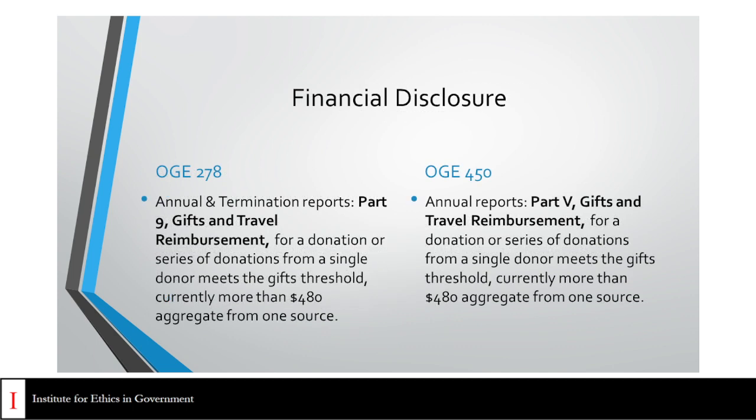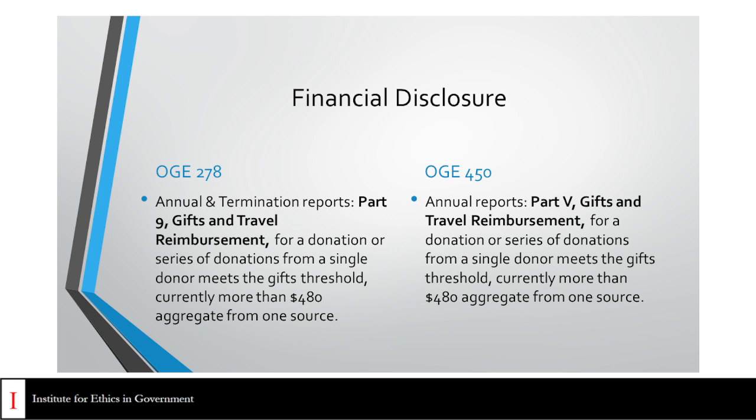So let's just spend a moment on that financial disclosure requirement. For reportable donations to a filer's LEF, the filer may provide hyperlinks to their LEF quarterly reports, which will be made available on the OGE website instead of reporting each source whose donations aggregate to more than $480. OGE 278 filers report these gifts in Part 9, and OGE 450 filers would report these gifts in Part 5.